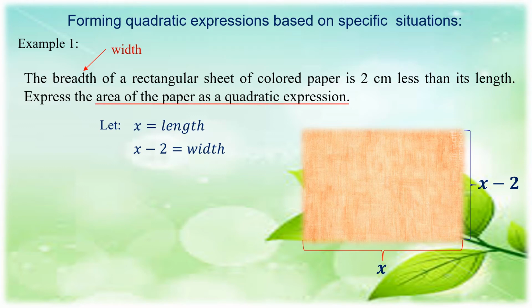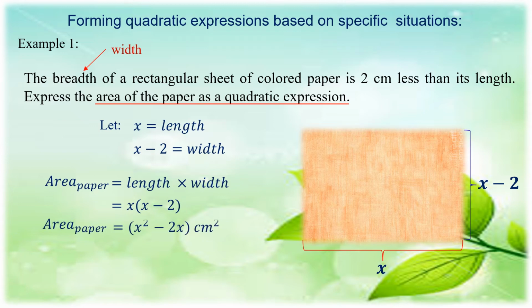We are going to solve for the area of the paper as a quadratic expression. So we are going to determine its area, which is equal to length times width. Substituting the value of your length and width, it would become x times x minus 2. Simplifying further, we get x squared minus 2x. So the area of the paper is equal to x squared minus 2x square centimeters.